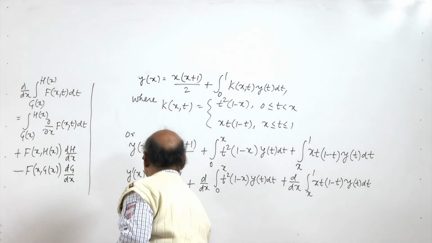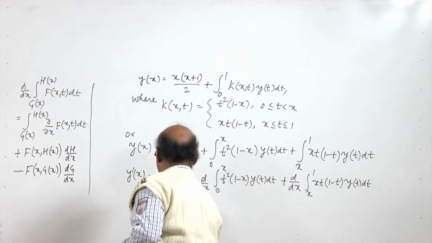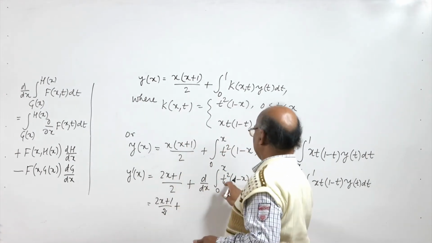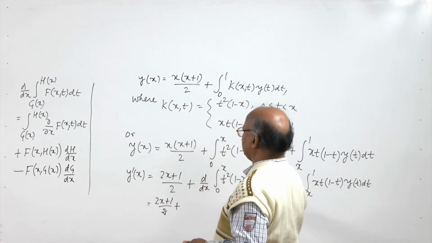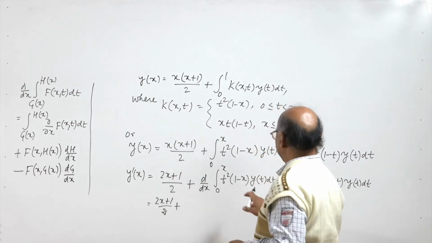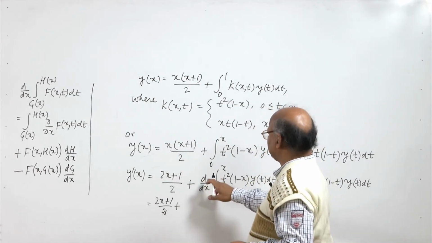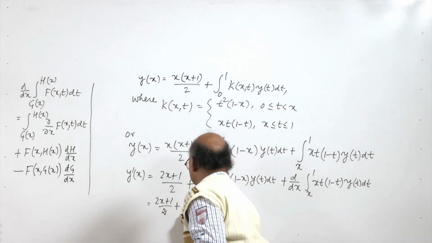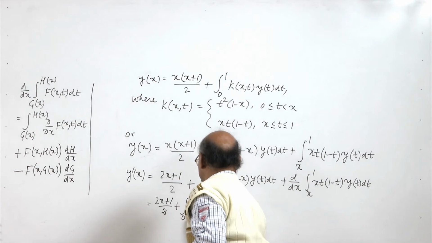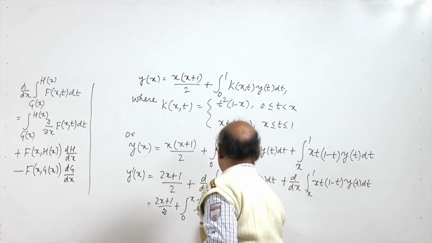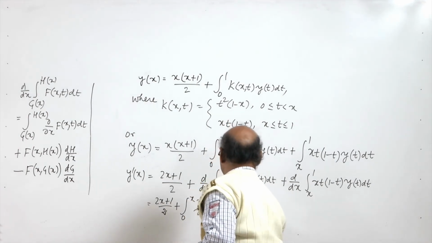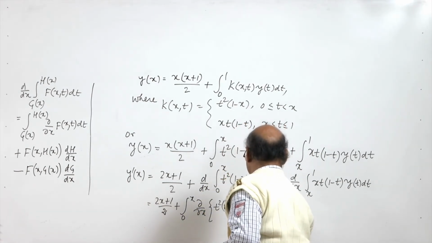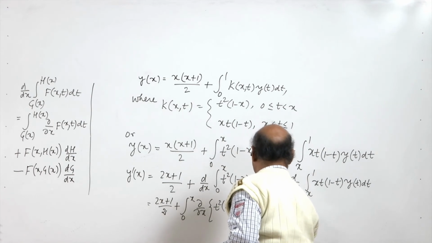So, this is 2x plus 1 by 2 plus, okay. So, this is your f(x,t). When you differentiate this integral, we have to take the partial derivative of this f(x,t). So, partial over partial x of t square into (1 minus x) into y(t), and then we have dt.